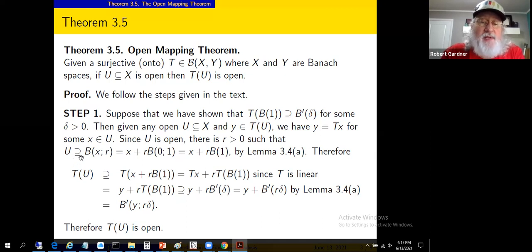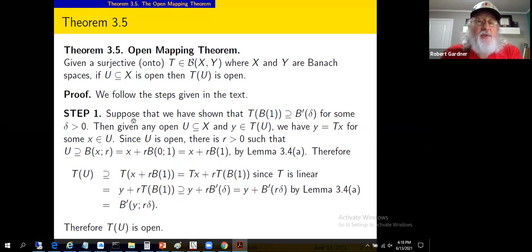So we've got U contains x plus r times B of 1. Then T of U contains T of x plus r times B of 1. Maintain the subset inclusion when you apply the transformation. Linearity allows you to write this as T of x plus T of r times B of 1. Scalar r comes outside of the transformation, even in the set setting, because T is linear. We've denoted T of x as y, y equals T of x, so we pick up a parameter y there, so that's just substitution.